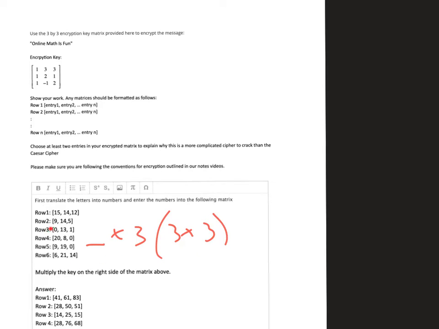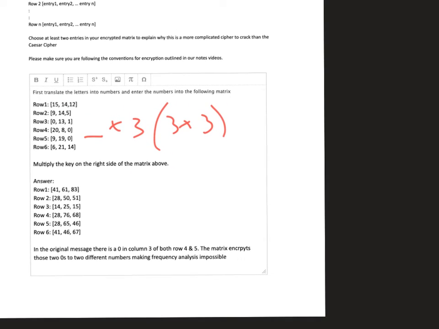So we do this. We put the message into letters, put it into this matrix, and then we multiply the key, which was given to us, on the right side. And when we do that, we get this matrix. So that's my answer. That's my encrypted message.